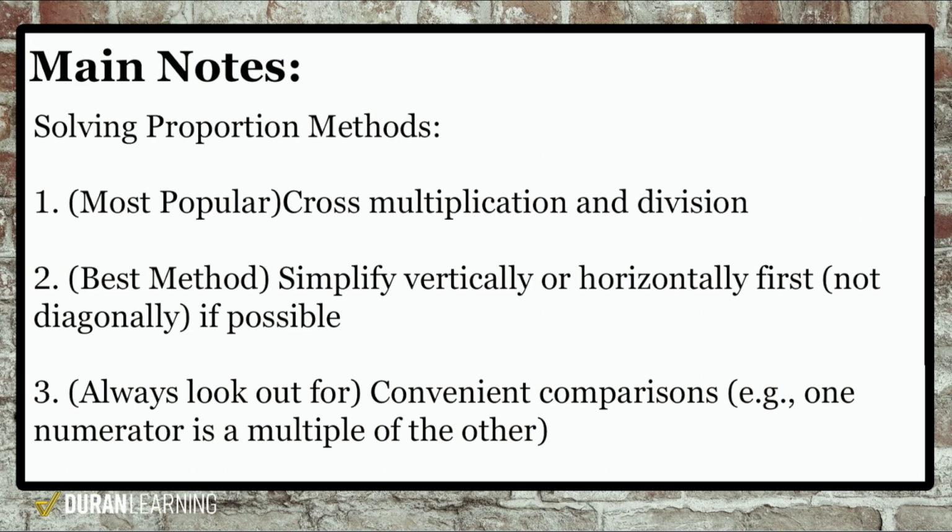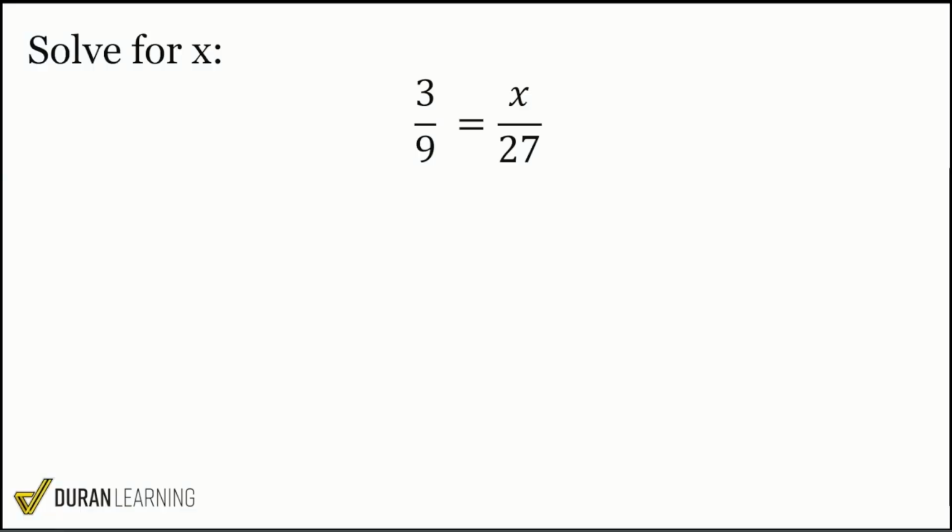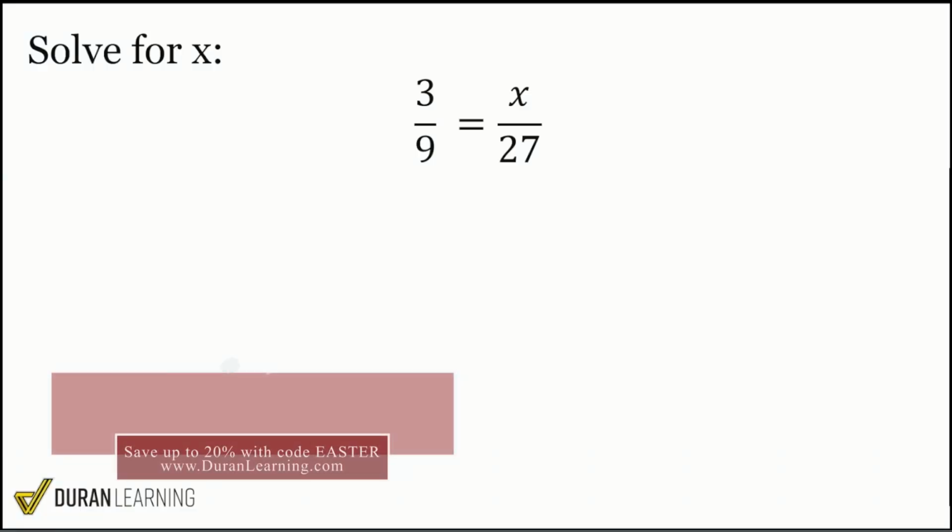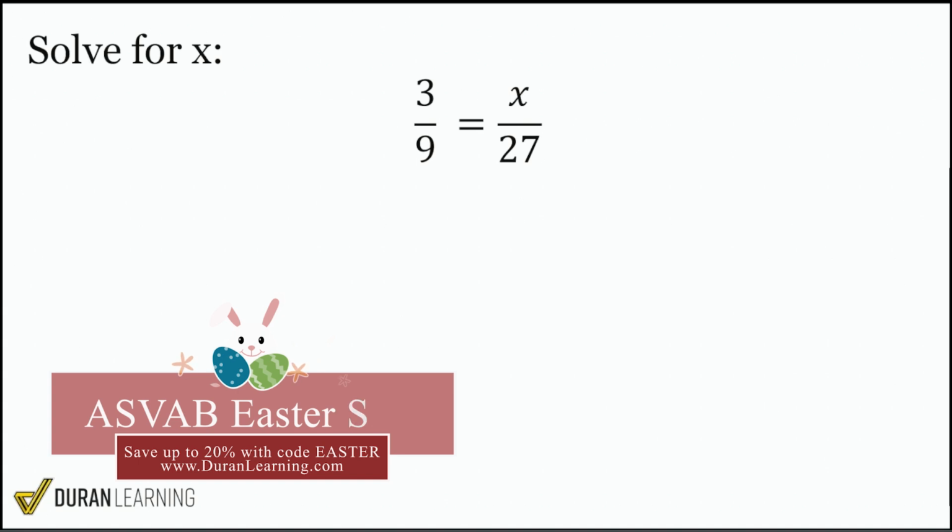Let's actually go ahead and see these examples play out. So in this first example, we're going to be solving for x here. And on the left side, we have a fraction 3 over 9. And on the right side, we have x over 27.